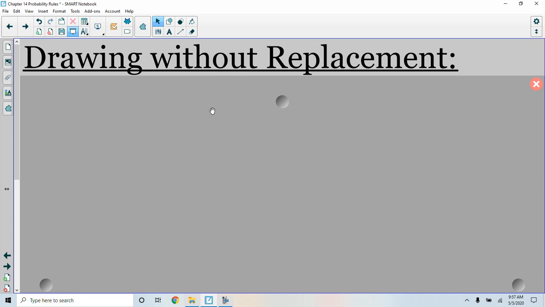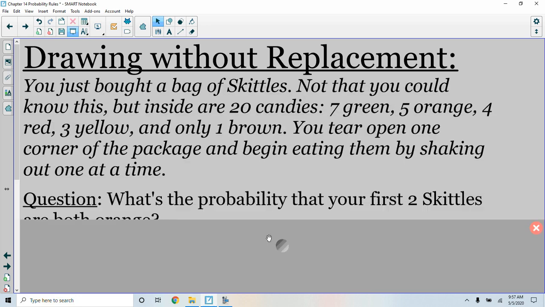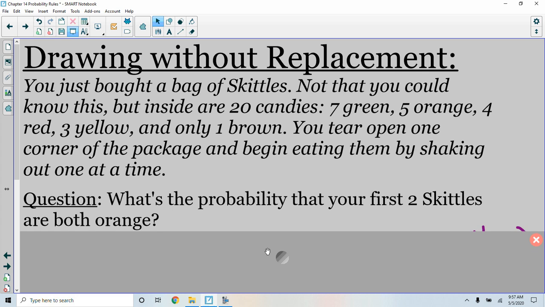Another way to get events where one event will change the probability of another one is when we have this thing called drawing without replacement. That's like we take something out of the sample space and don't replace it. The easiest example is a deck of cards. We draw a card out of a deck and we don't put it back. In this example, we're going to be talking about Skittles and taking a Skittles candy out of the bag and not replacing it. Therefore, we'll change the probability of getting a different Skittles.